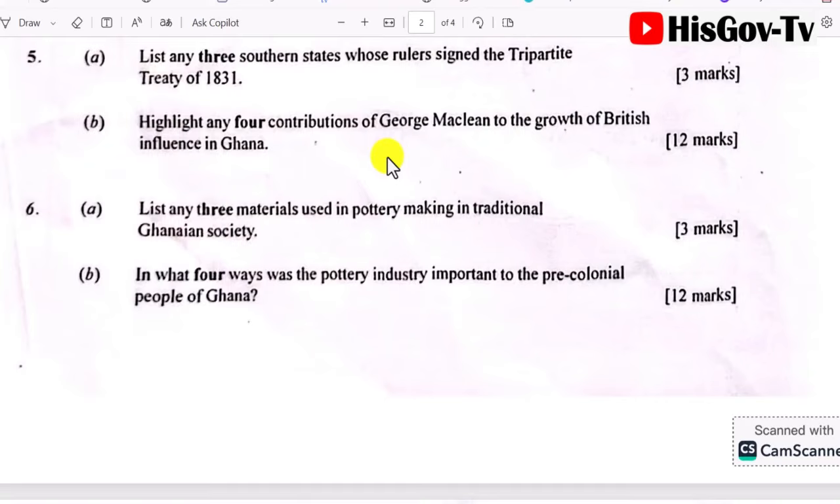And then we go on to question number 6. 6A says, list any 3 materials used in pottery making in traditional Ghanaian society. So any material, you just mention that. Then 6B says, in what 4 ways was the poultry industry important to the pre-colonial people of Ghana? So the importance of the poultry industry to the people of Ghana.